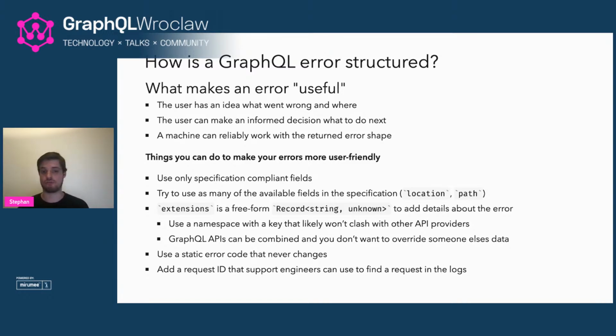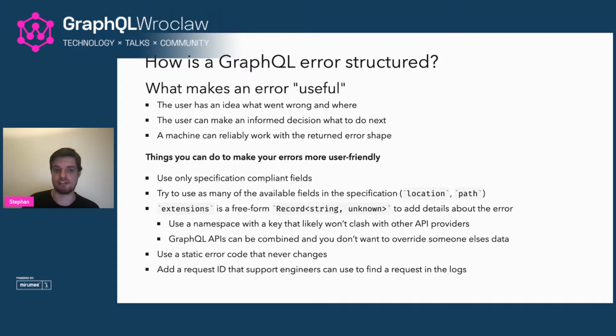You should make sure to use the available fields from the specification if you have them at hand. So if there is something going on that cannot be pointed back towards the location or path, it's of course okay to leave it out. But if you do know in which specific section of a GraphQL query something went wrong, it should be in there. And then there is this nice extensions field, which is a free-form record where you can basically put anything in that you want.